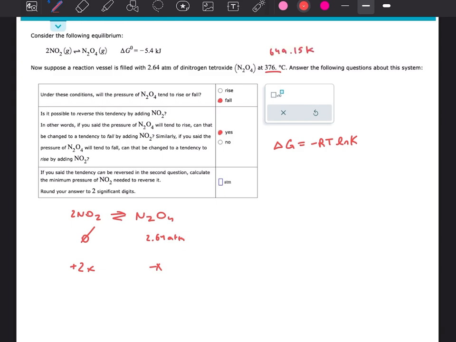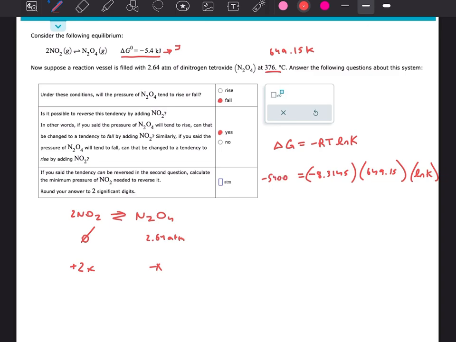So if we add that, we get 649.15 Kelvin. And then our R is going to be that negative 8.3145. Our temperature is 649.15, and that's kelvins. And then ln K is what we're going to be solving for. And this is equal to the delta G value that they gave us, except we want this to be into joules because our R constant is in joules. So we're going to multiply that given by 1,000. So we get negative 5.4 times 1,000 gives us negative 5,400 joules.